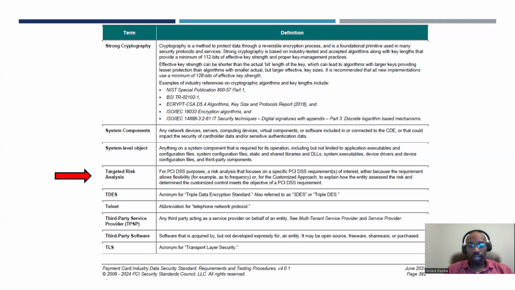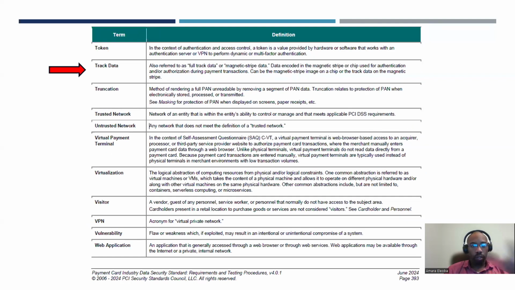Targeted risk assessment. This is something that was introduced as well within PCI DSS version 4.0. I've talked about third-party providers already. We talked about track data. Truncation is also used to render a full PAN unreadable.